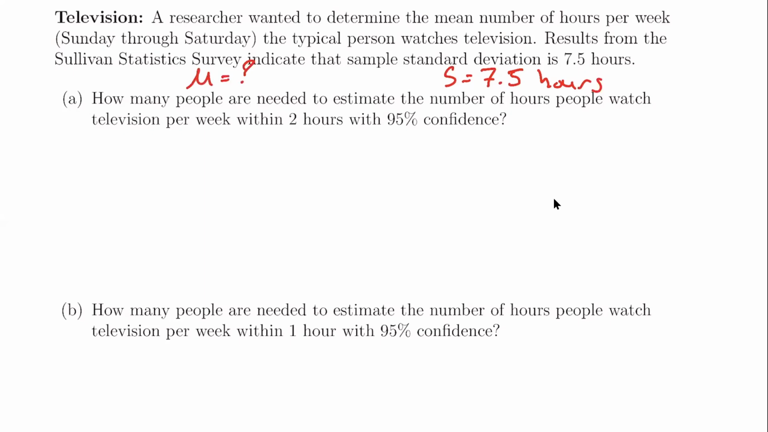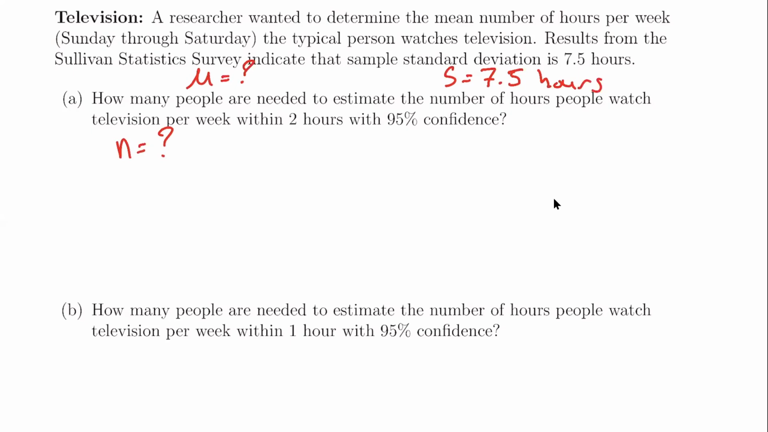So far, I know we're trying to find the population mean, and they told us that the sample standard deviation is 7.5. If we look at A, it says how many people are needed to estimate the number of hours people watch television per week within 2 hours with a 95% confidence level. How many people are needed is telling us how big of a sample size we need. So I know we're trying to find n.